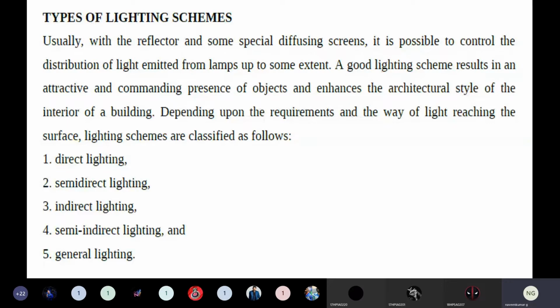Usually, you will be having reflectors and some special diffusing screens. These reflectors and diffusing screens are used to control and distribute the light evenly on a surface. It may be any surface, an interior or an exterior. So a reflector is that particular scheme which reflects the light wave in multiple dimensions so that the light is distributed evenly over a surface.